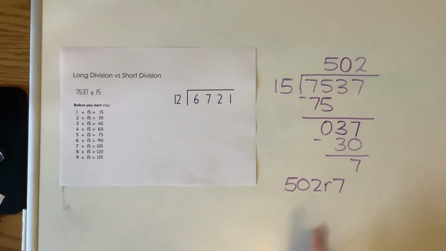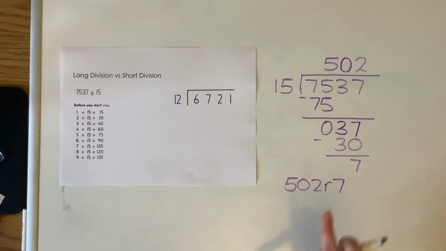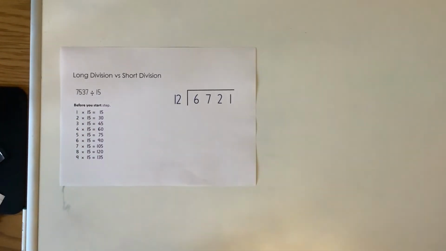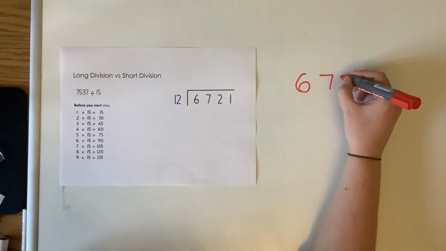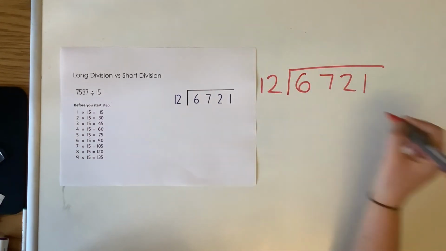Which I could then also put as a fraction. It would be 7 over 15. And I could then work that out as a decimal. So that would be long division. We use short division more, just because it's easier for when we need to provide the answer as a decimal. So now we're going to do 6,721 divided by 12 using short division.